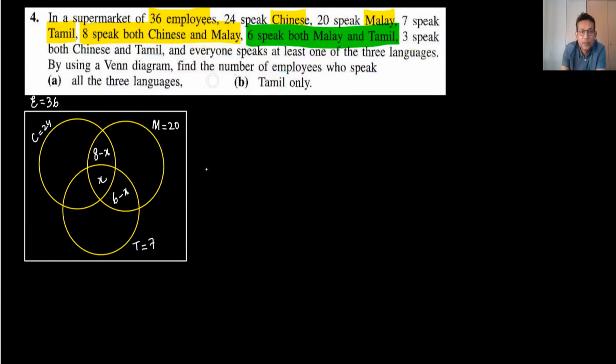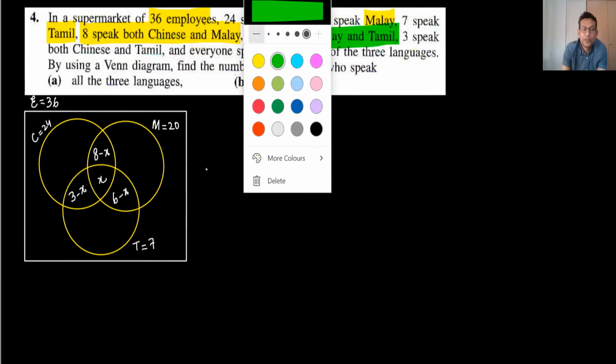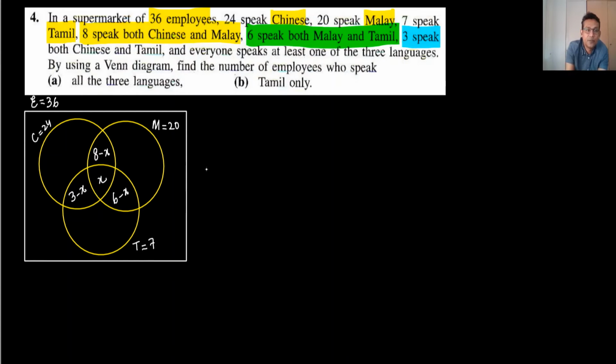3 speak both Chinese and Tamil. Chinese and Tamil means I will write here 3 minus x. This is the most important part I have done here. Now, I can show you with this different color that this is 3 speaking both Chinese and Tamil. We have done till here.